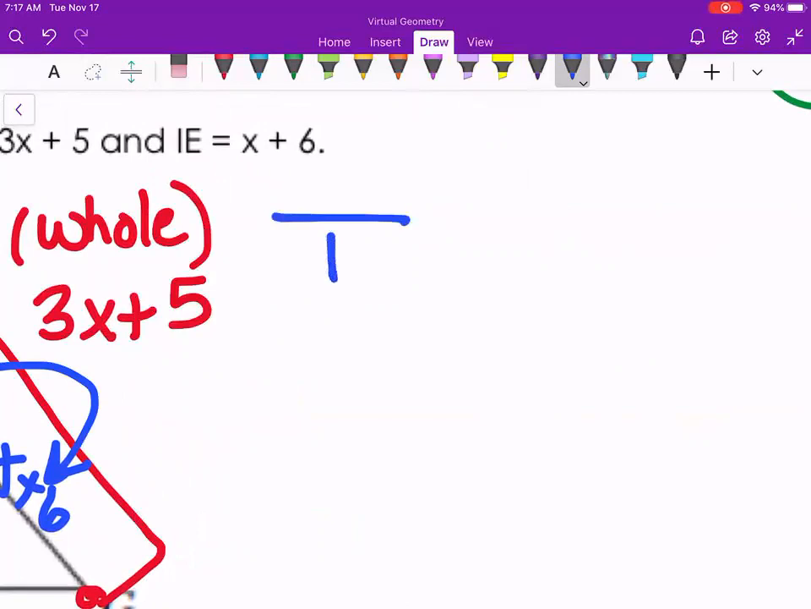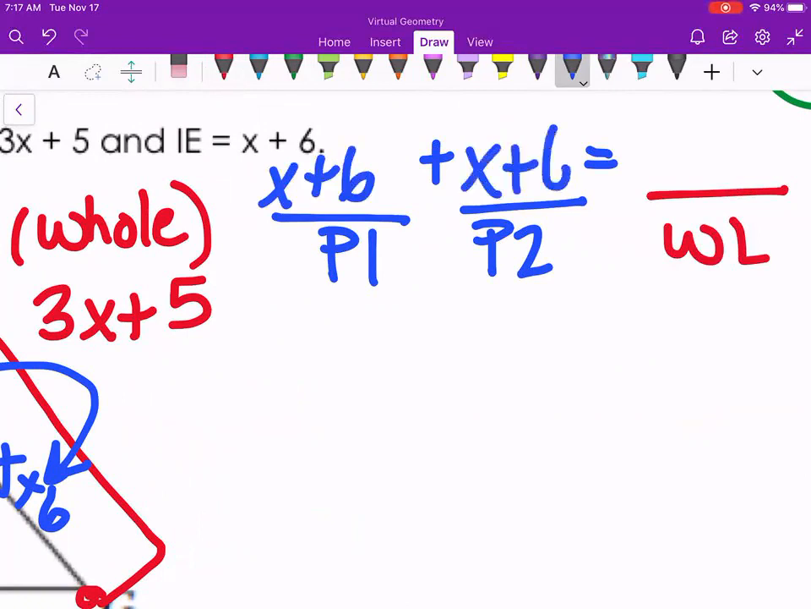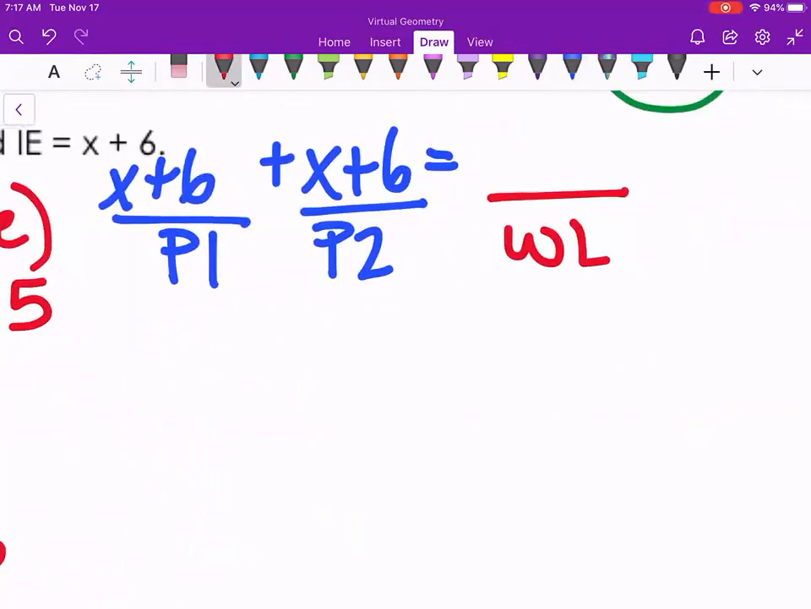So part 1 plus part 2 give us the whole entire length. So part 1, x plus 6. Part 2, another x plus 6, again, because they're congruent. And the whole thing, 3x plus 5.